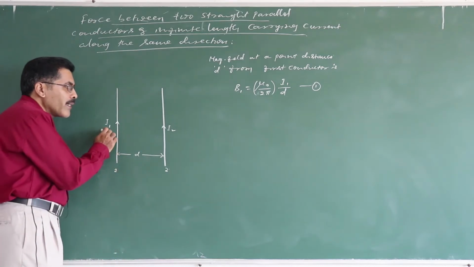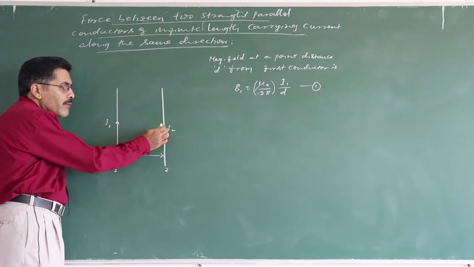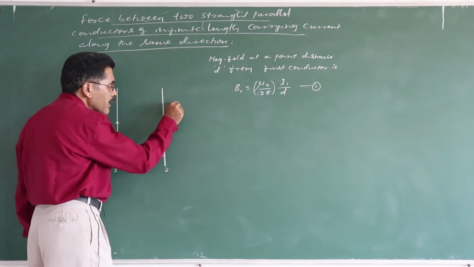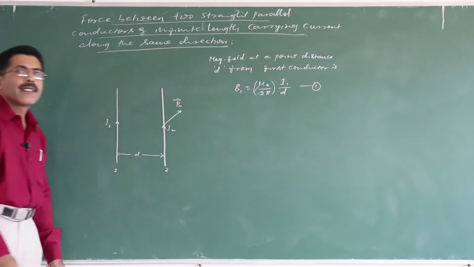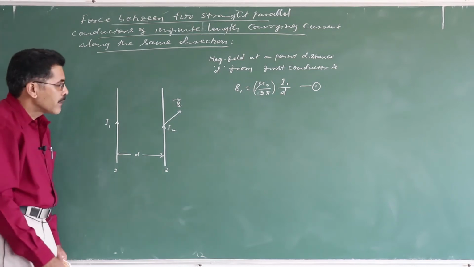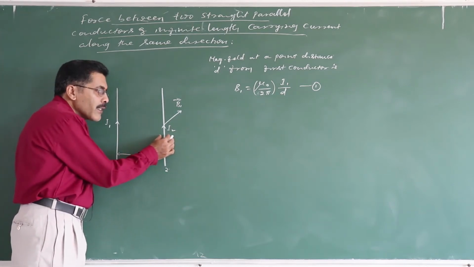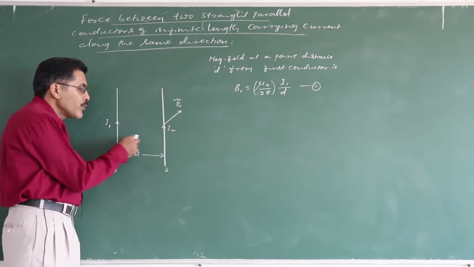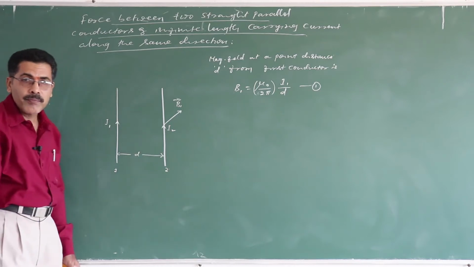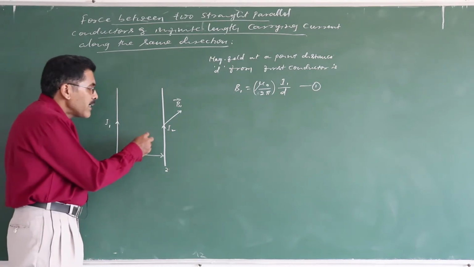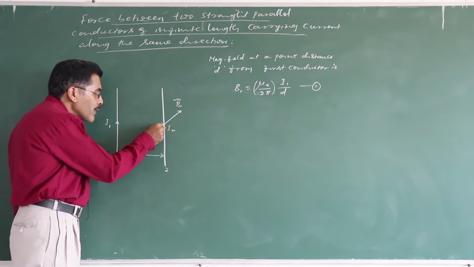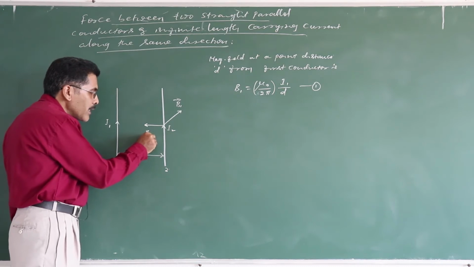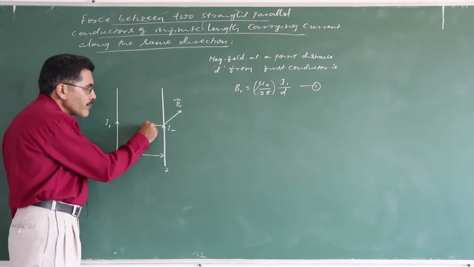That is the magnetic field acting at this point due to the conductor. Let me take this field as acting in this direction, B1. The current carrying conductor 2 experiences force due to the magnetic field of conductor 1. As a result, it experiences a force like this. This is the force acting on conductor 2 due to conductor 1.